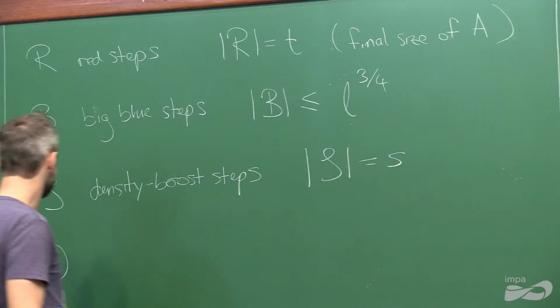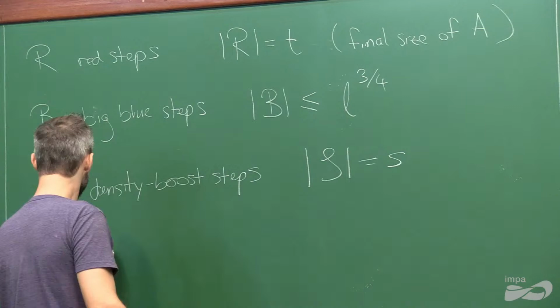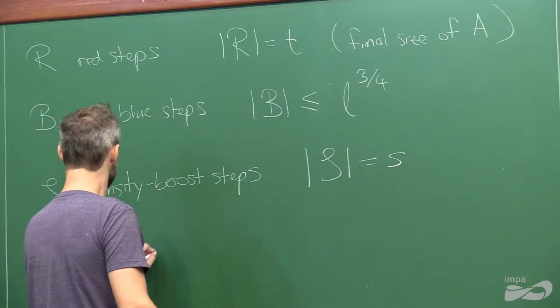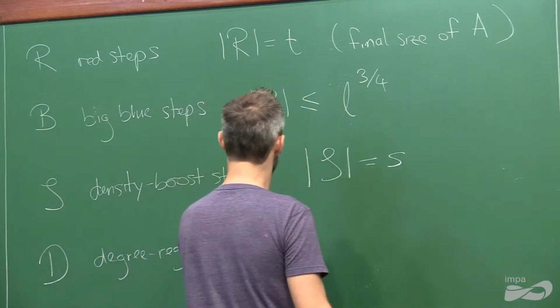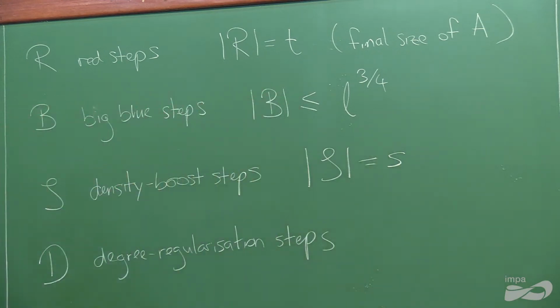And then D, which are degree regularization steps. Okay. And these are the ones we do at the start of every round. So we do a degree regularization, meaning we throw away from X every vertex with low red degree to Y, and then we do one of the other steps. So the steps always go D, then one of these three. Then D, then one of these three. Okay, we alternate. Okay, so now I can come back to this lemma.